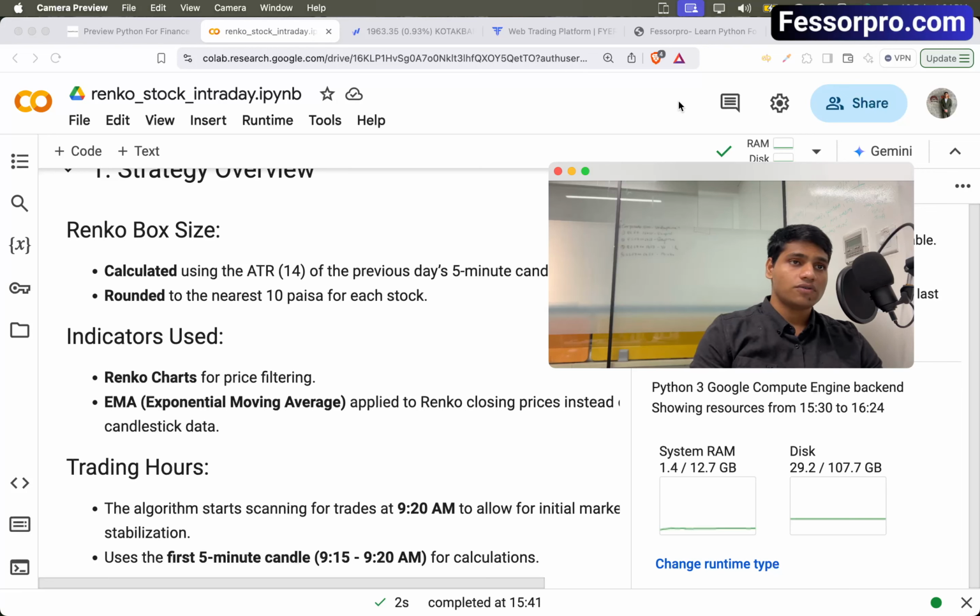In this video, I'm going to explain a Renko stock intraday strategy. This is a low risk, low reward strategy. I've implemented this code by using Fyers' API, so if you want, you can implement this by using any other broker or any other market you want. You can use it on the crypto market, forex market. It is instrument agnostic, so you can use it anywhere you want.